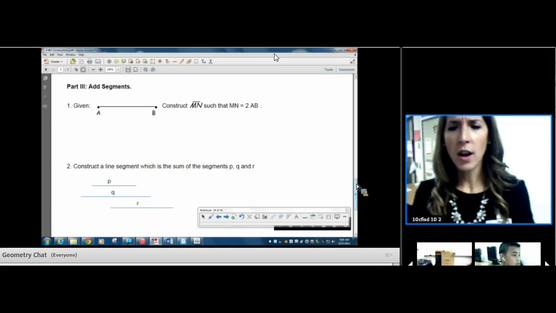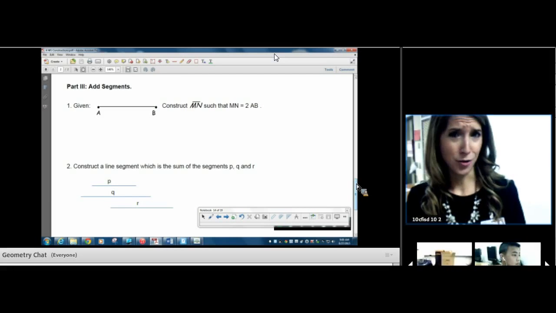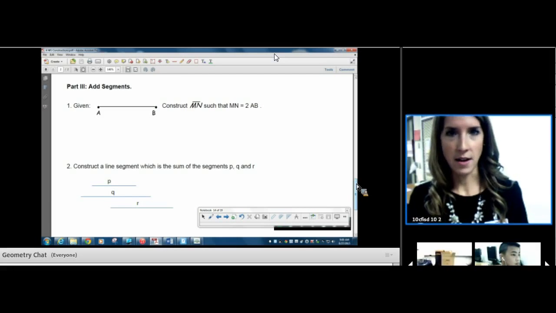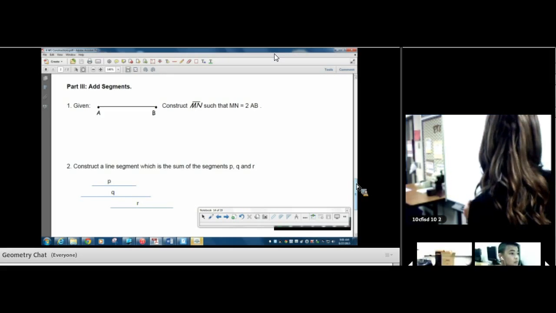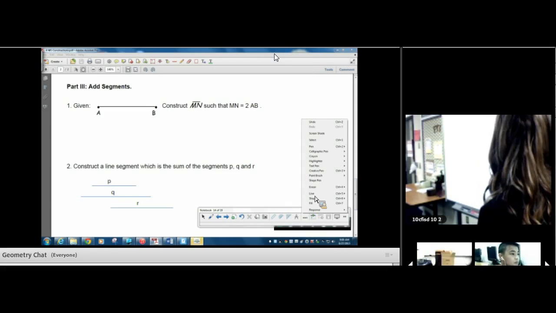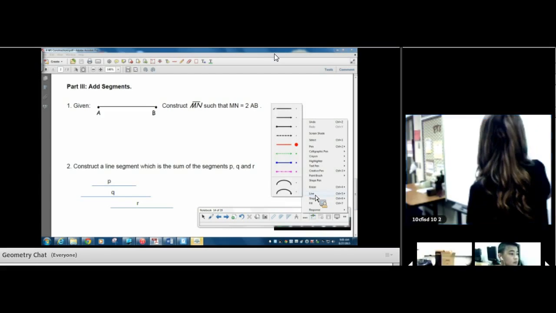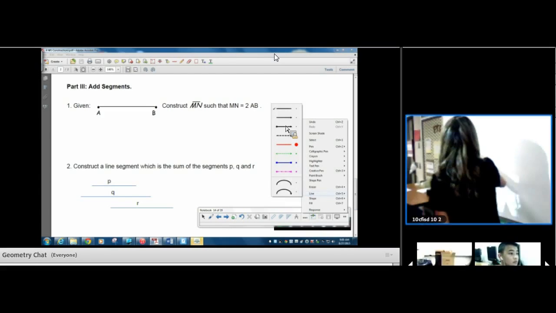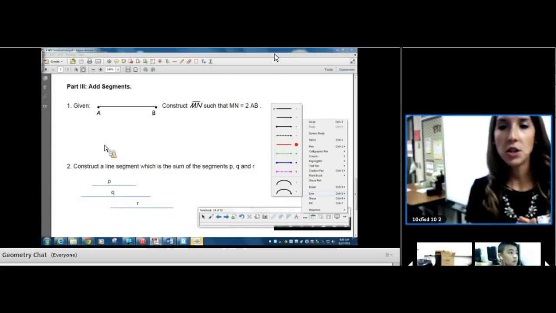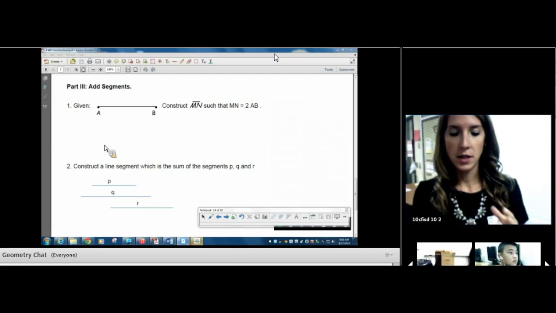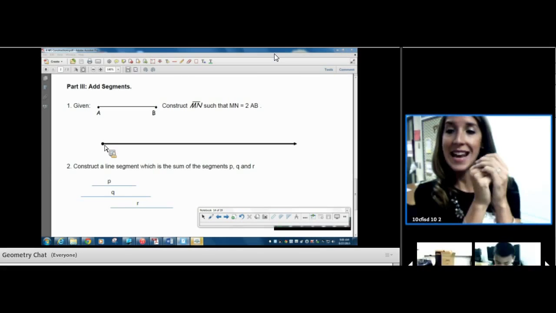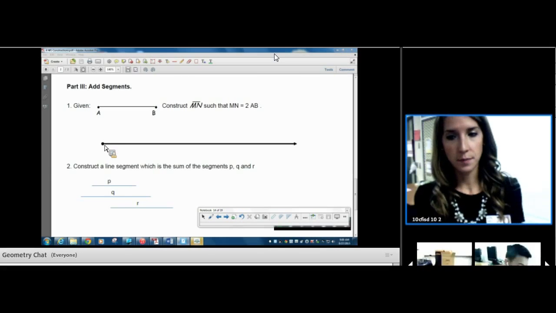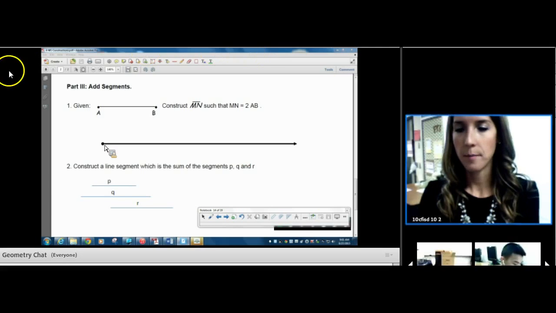Now, all of our other ones had a ray already drawn. This one doesn't have a ray already drawn. So we're going to need to draw our own ray. Let's see if I have that tool. Cool. I get to cheat. Okay, so you're going to use your straight edge, and you're going to draw your own ray on there. I'm not calling it a ruler, I'm calling it a straight edge. Make sure it has an end point because you have to know where to start.